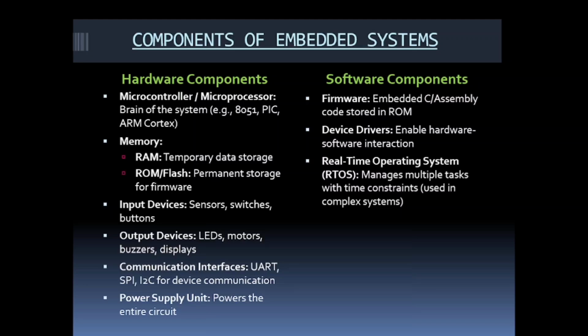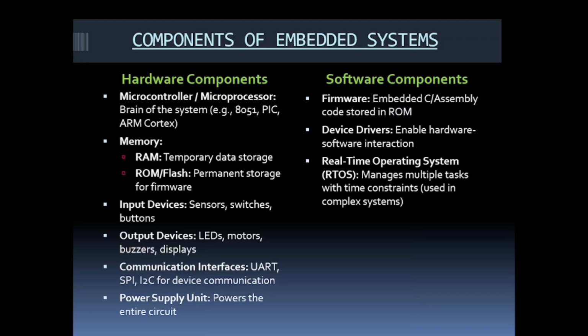And the next one is input devices: sensors, switches, and buttons that detect conditions. These are the input devices. And the next is output devices like motors, buzzers, and our LCDs that respond to system decisions. We also have communication interfaces, protocols like UART, SPI, and I2C for data exchange. We also have a power supply that delivers stable voltage to run the system.